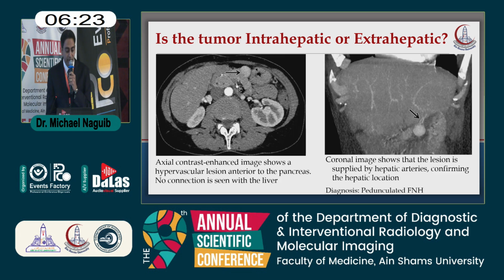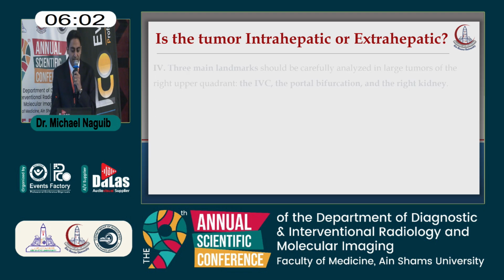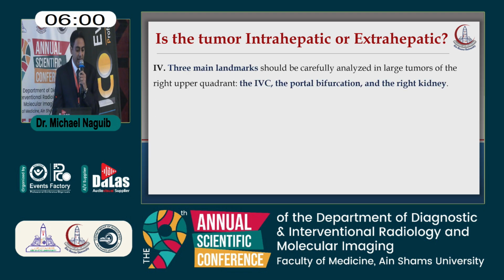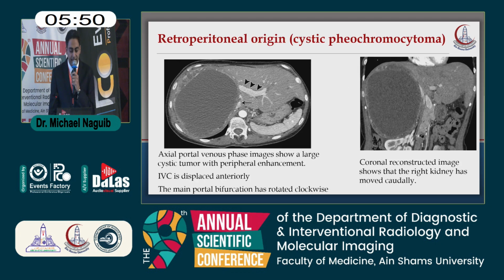Like in this case, in the first image, we see that there is an enhancing lesion in axial image, and whether it's intrahepatic or extrahepatic looks confusing. But in the second, coronal image, we see that the lesion is supplied by the hepatic artery. So it's confirmed to be intrahepatic, and this was pedunculated focal nodular hyperplasia. Also, 3 main landmarks can help us in large tumors at the right upper quadrant, which are the IVC, the portal vein bifurcation, and the right kidney.